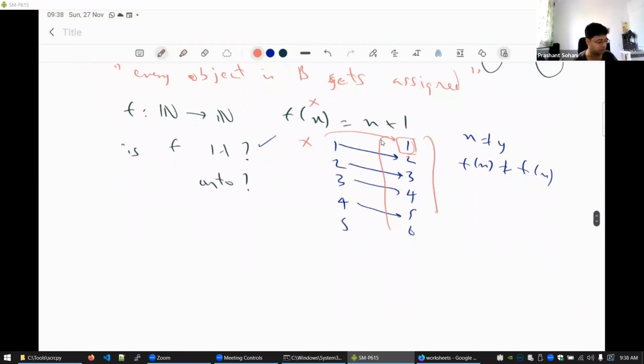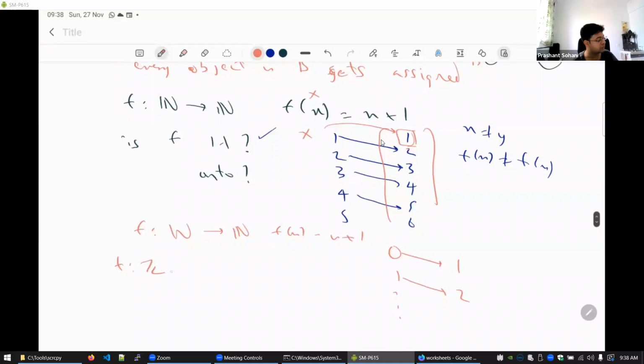Yes, exactly, very much so. So let's say you are mapping from whole numbers W to N with the same function definition, then it will be onto, because then 0 will go to 1, 1 will go to 2, etc. Correct. And also, if the function was from all integers to all integers, even then it will be onto.